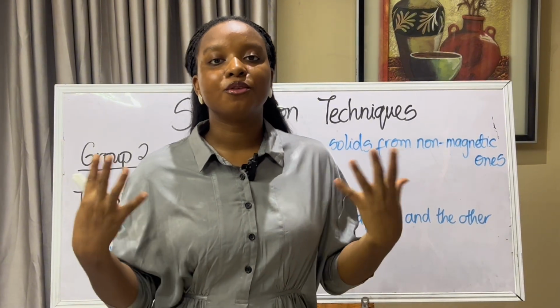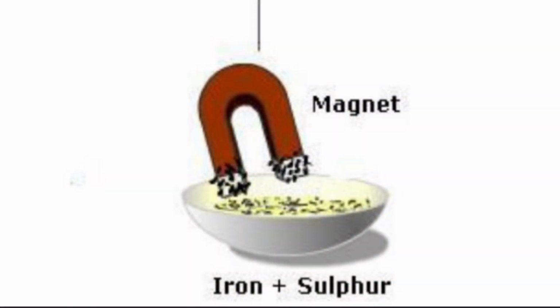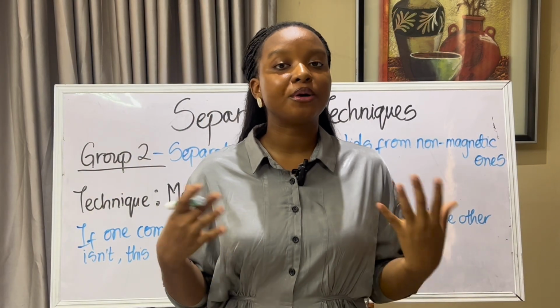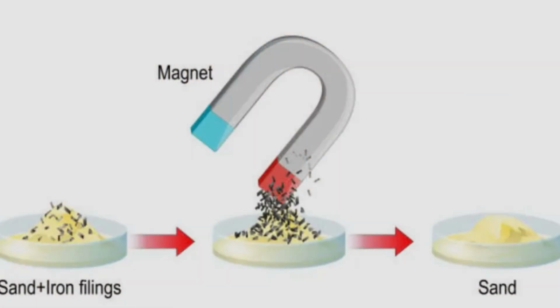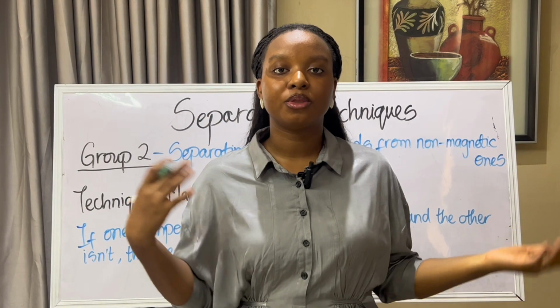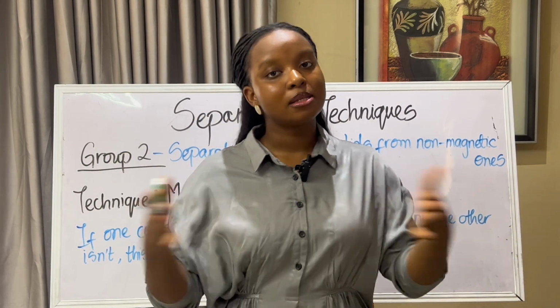A common example of this is the mixture of iron filings and sulfur powder. The iron filings are magnetic, but sulfur powder isn't. So when a magnet is passed over this mixture, the iron filings are attracted to the magnet and it leaves the sulfur powder behind. So that makes the two components separated.